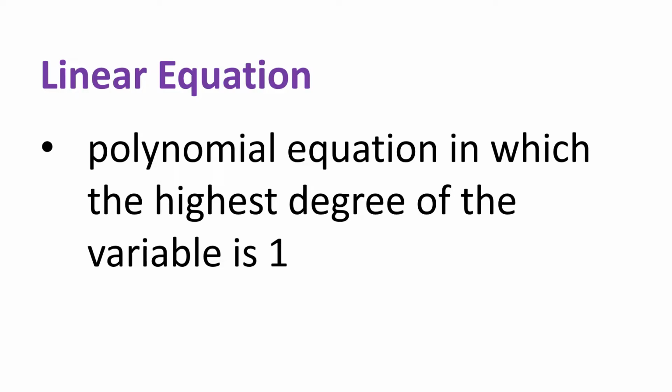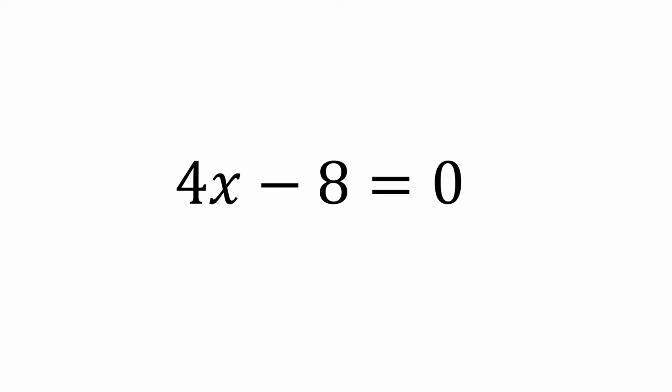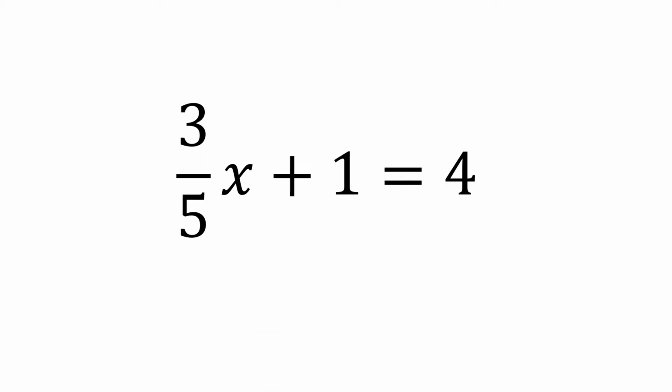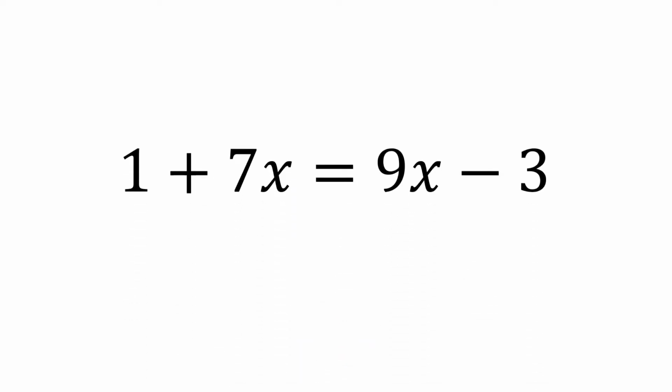For example, 4x minus 8 equals 0 is a linear equation. In this case, we can immediately see that a is 4 and b is negative 8. 3 over 5x plus 1 equals 4 is a linear equation because it is a polynomial equation and the highest degree of the variable is 1. 1 plus 7x equals 9x minus 3 is also a linear equation because it is also a polynomial equation and the highest degree of the variable is 1.